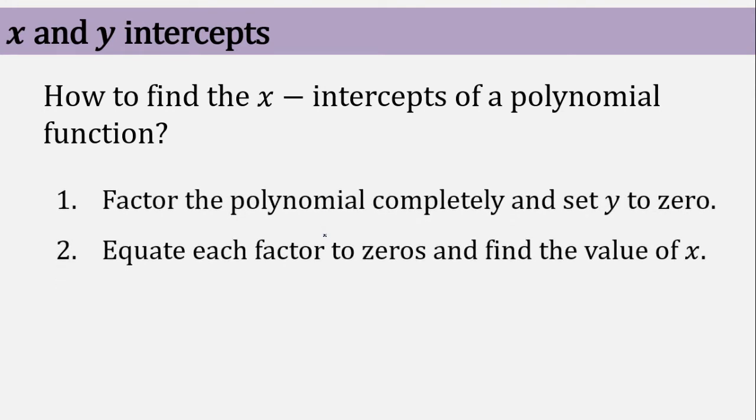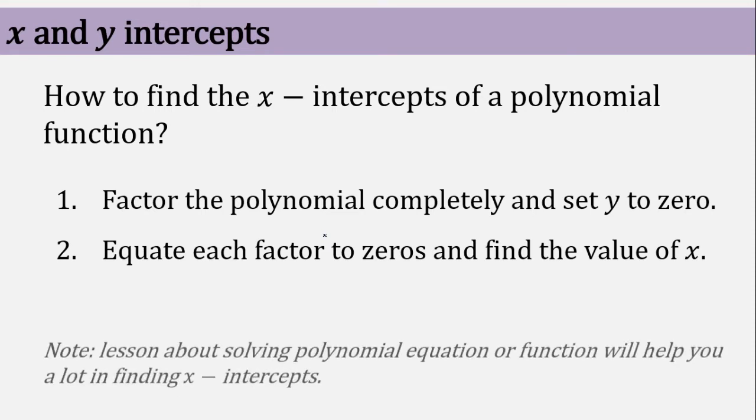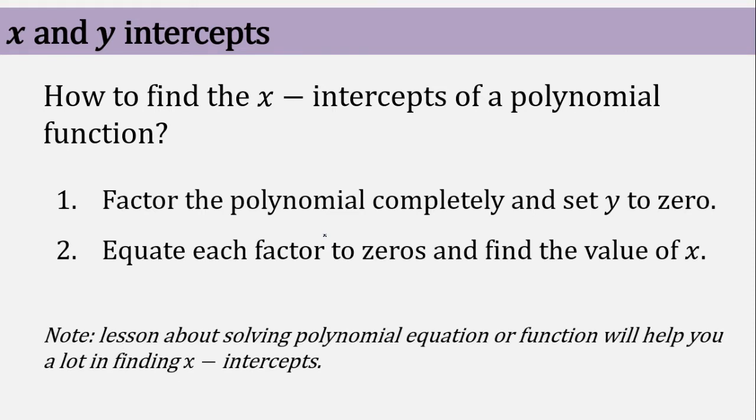So remember, factor the polynomial completely and set y to 0. So equate each factor to 0 to find the value of x. It's just like factoring the polynomial function, then equating each factor to 0 and finding the value of x. Note that the lesson about solving polynomial equations or functions will help you in finding the x-intercept. So if you need to, go back to that tutorial and equip yourself with that knowledge, so that you could easily find the x and y intercepts.